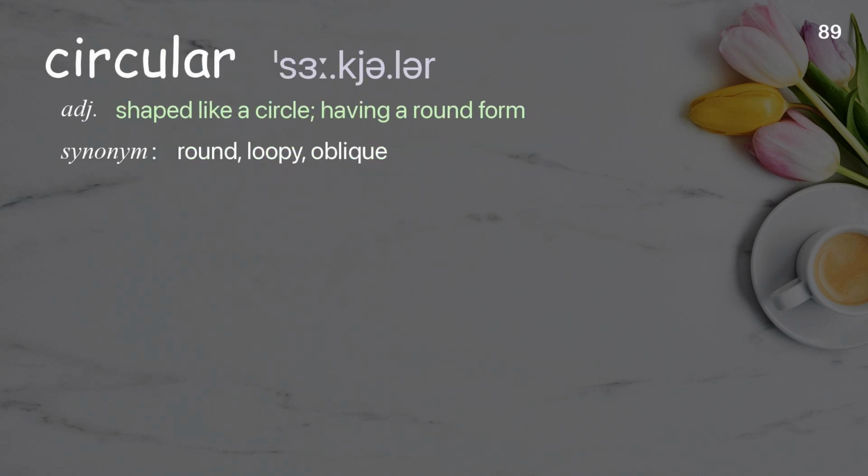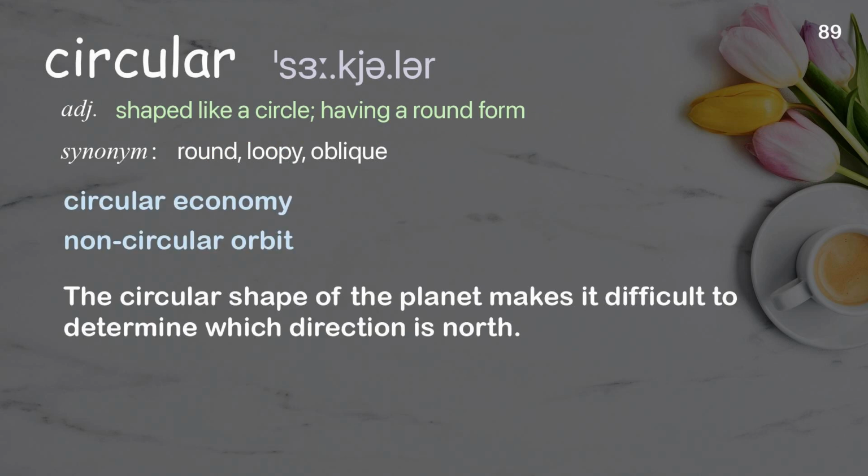Circular. Shaped like a circle, having a round form. Examples: circular economy. Non-circular orbit. The circular shape of the planet makes it difficult to determine which direction is north.